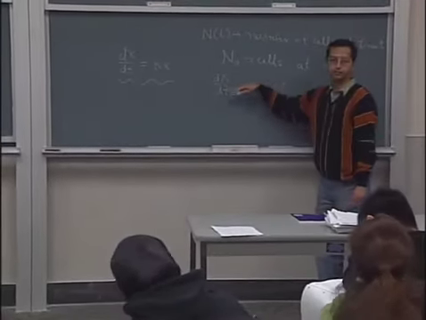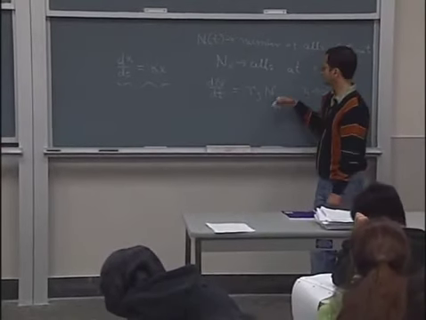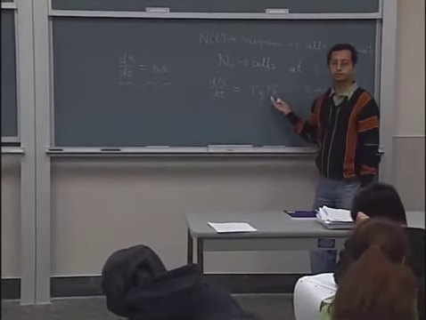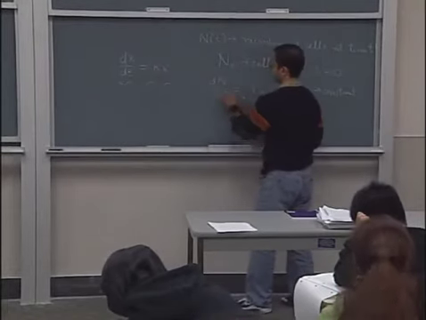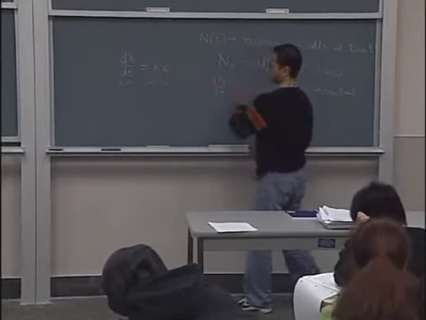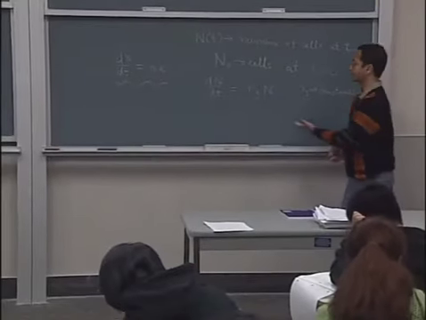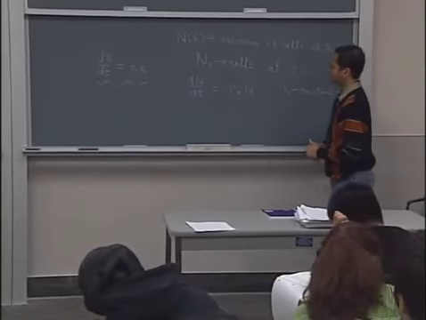So the number of cells you are growing in a system is proportional to the number of cells at that time. It's as simple as that. And if you look at the functional form of the equation, they are identical: dx/dt equals kx, and dn/dt equals r_g times n.